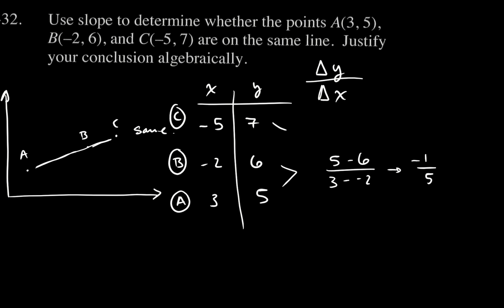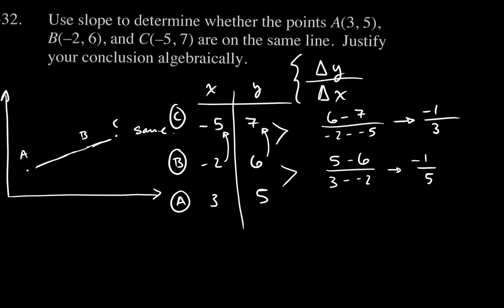I'm going to do the same thing for C and B. So for C and B, I'm going to go 6 minus 7, and -2 minus -5. I'm just following this pattern here, looking at y change. So 6 minus 7 is my change in y, and -2 minus -5 is my change in x. 6 minus 7 is a -1, and -2 minus -5 is, uh-oh, that's just 3, isn't it? So I don't think these are collinear. That's where I'm sitting right now.